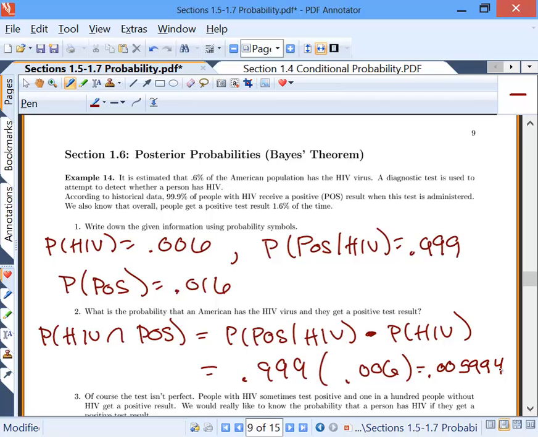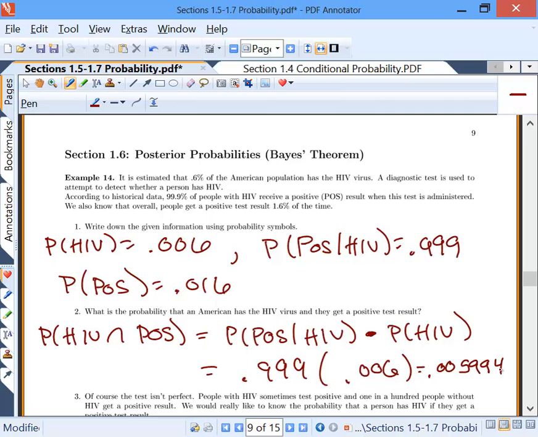So notice it is really close to our 0.006, which makes sense, but just a little bit smaller. So the probability that any randomly chosen American has HIV and gets a positive test result is 0.005994. Now this next part is why we actually care.